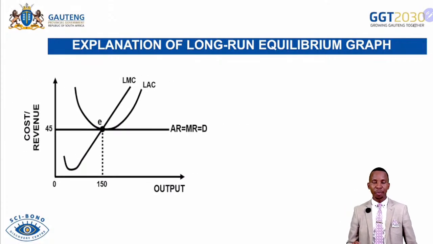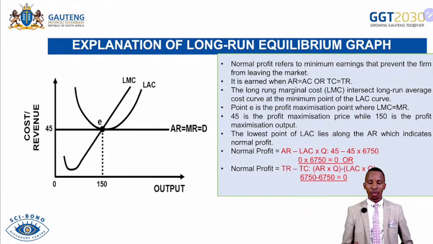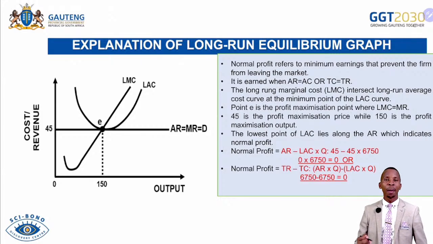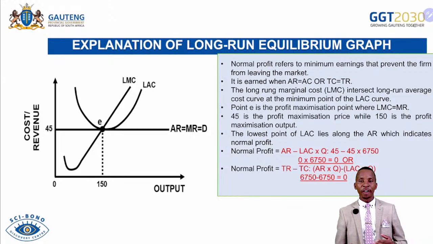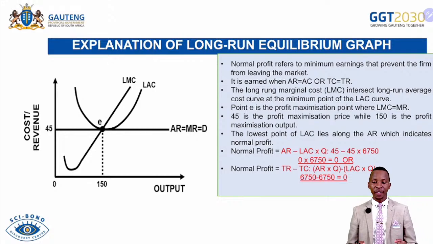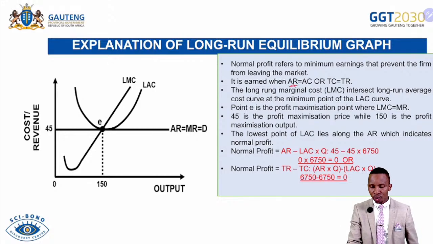Then the same graph comes back as it is, and then there we interpret the graph. Normally, this is just the definition, it is not part of the interpretation. We know that normal profit refers to the minimum earning that prevents the firm from leaving the market, because the firm in there is breaking even, not making a profit, neither a loss. So it is earned when average revenue is equal to average cost, or total cost equals total revenue.